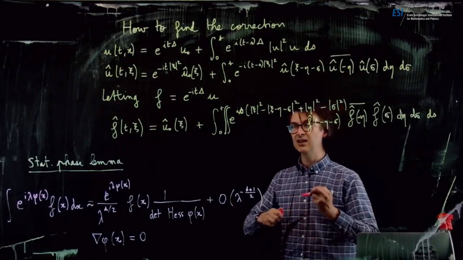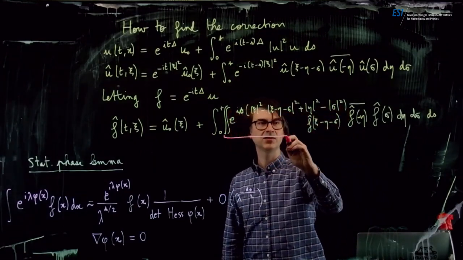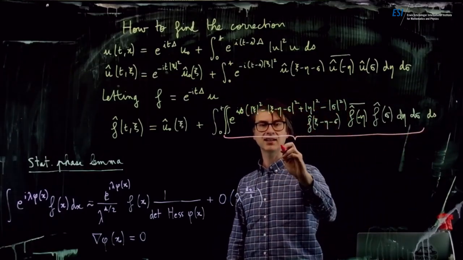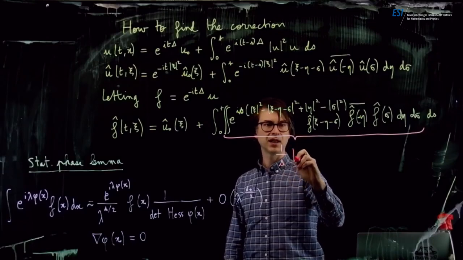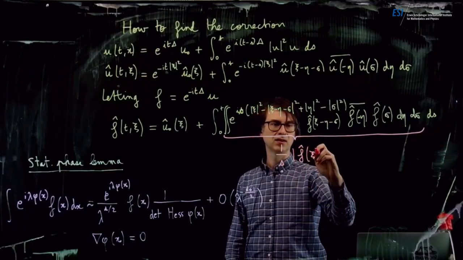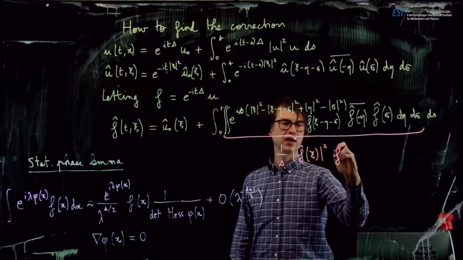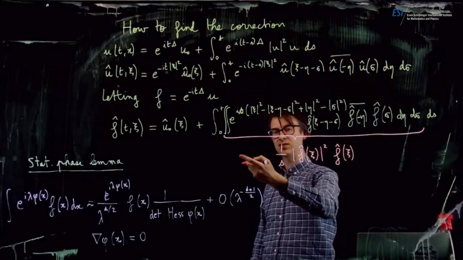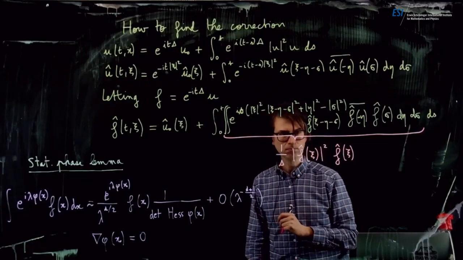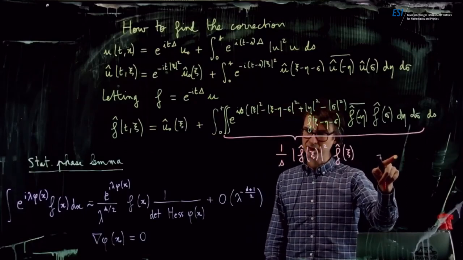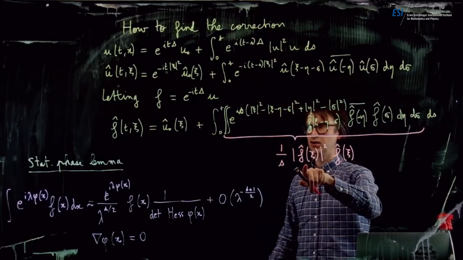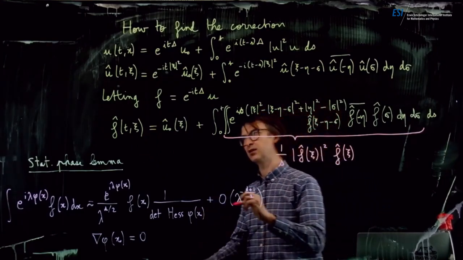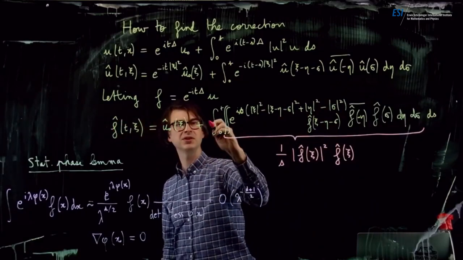What's going to happen? Now we apply the stationary phase lemma to this term here, and what comes out is exactly 1 over s times f hat of xi squared times f hat of xi. So it's once again this lack of integrability that results in the logarithmic correction. The next term is integrable, so it's going to be good. And if you now go back to the differential version of the equation, there is an i missing here. There should be an i.